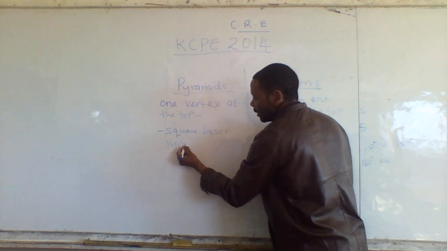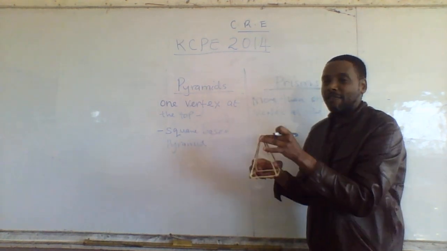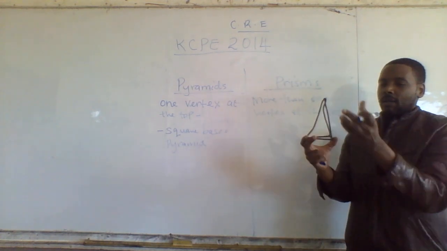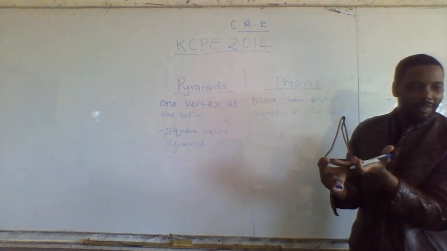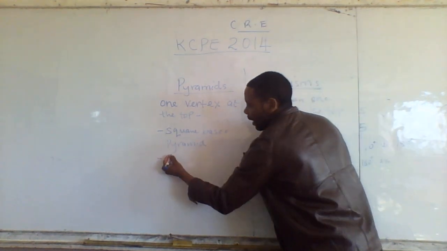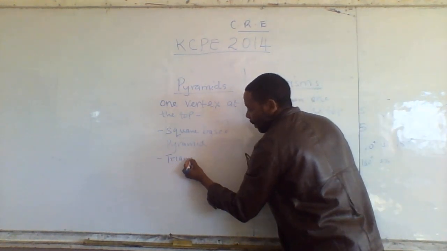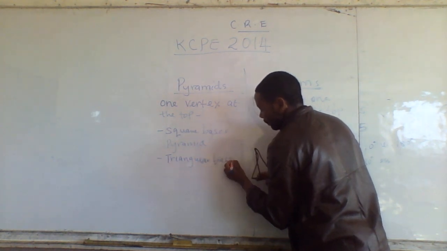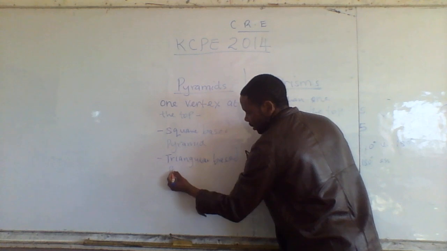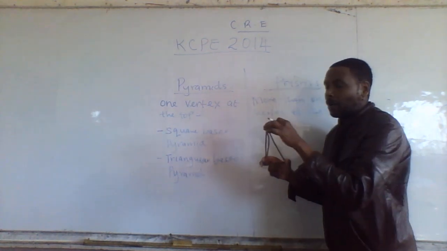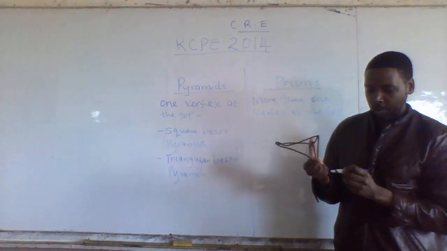What made me call it a pyramid? It has only one vertex at the top. Look at this one. Look at the base. It's a triangle, isn't it? So what name will I call it? A triangular based pyramid. Why did we call it a pyramid? It has only one vertex at the top. So we are done with that.